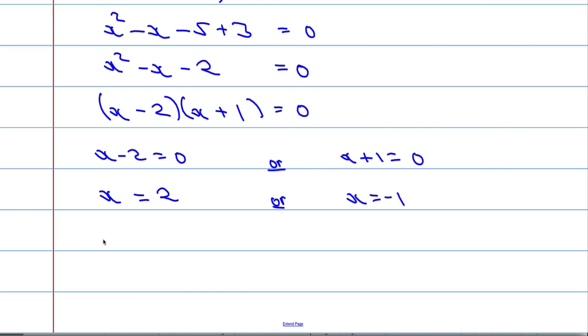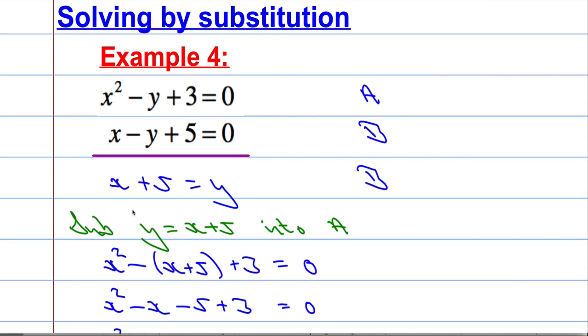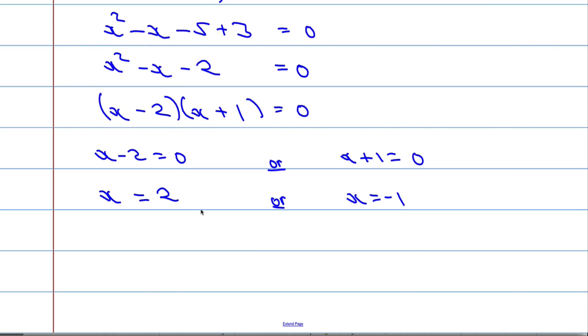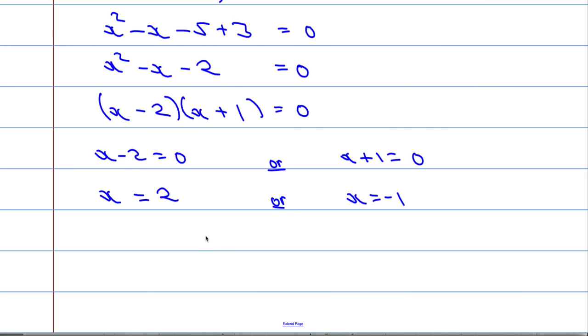Now we're going to substitute the values of x back in. I'm going to go back into equation b. Okay, equation b is a lot easier because I don't need to square anything. So x minus y plus 5. In fact, let me use this manipulated version. x plus 5 equals y. So we got x plus 5 equals y.